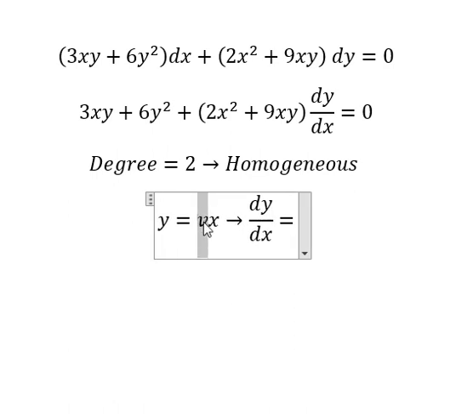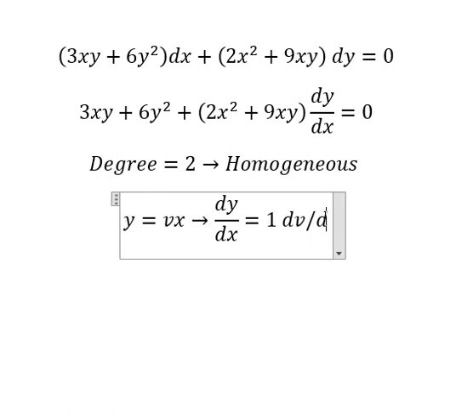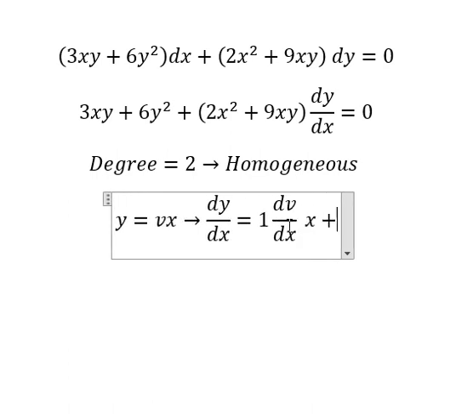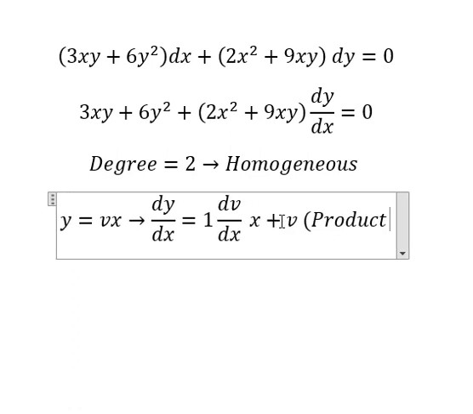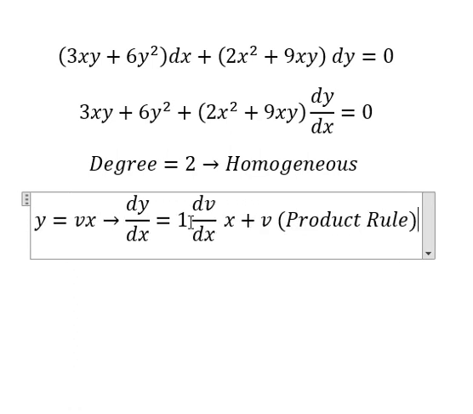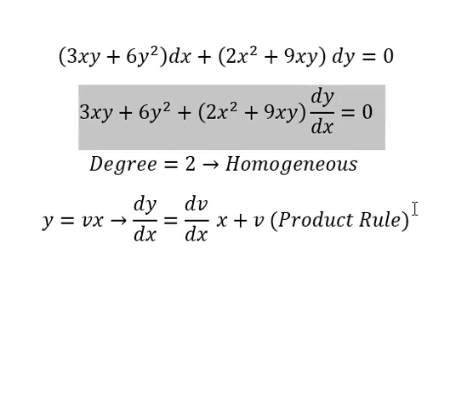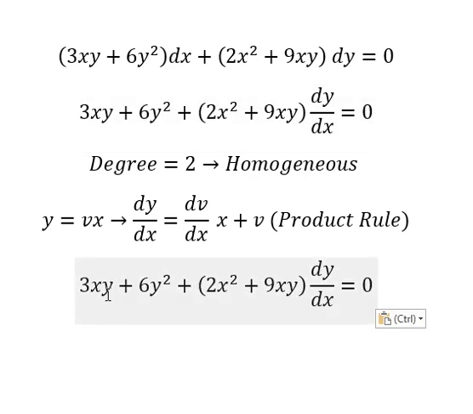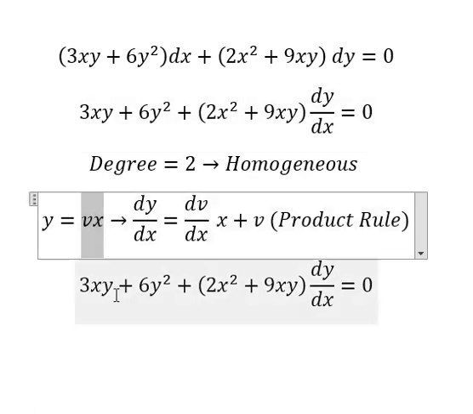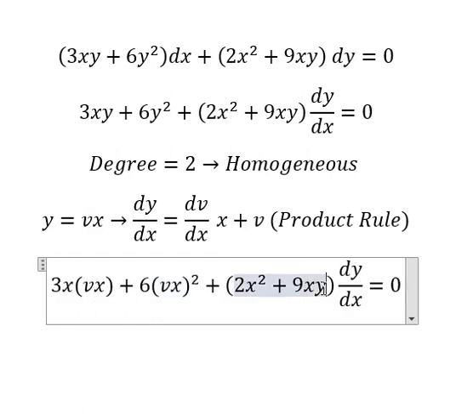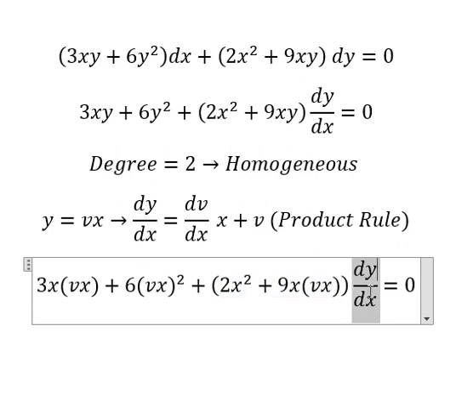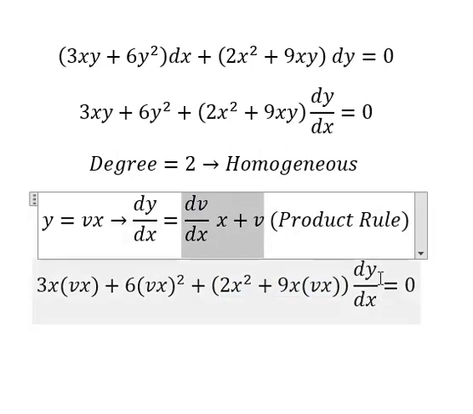First, the derivative of v, we have 1, dv over dx multiplied by x. Then the derivative of x, we have 1. So we have v, and this is about the product rule of the derivative. Now, about y, we change it by vx. This one we change by this one.